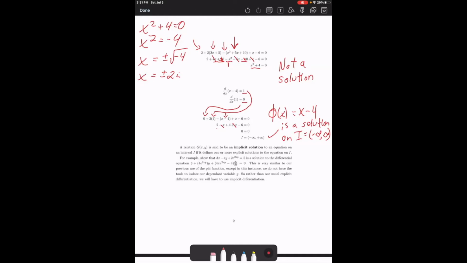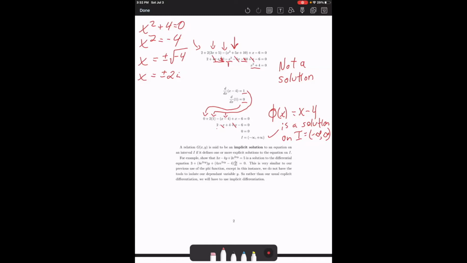Remember, explicit equations have the y isolated on one side. It is y equals something, usually in terms of x. An implicit solution is when you're actually not able to isolate that y. So we'll read here, a relation is said to be an implicit solution on an interval I if it defines one or more explicit solutions to the equation on I.